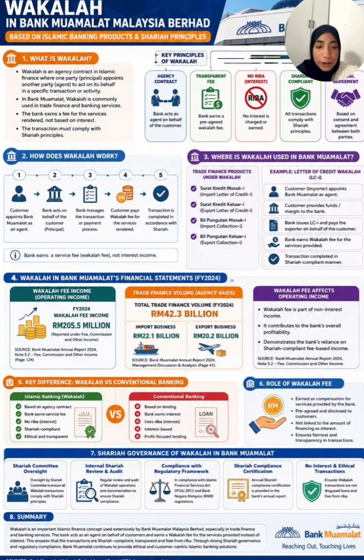There is an example, which is: the customer, who is the importer, appoints Bank Muamalat as an agent. The next example is the customer provides funds margin to the bank.